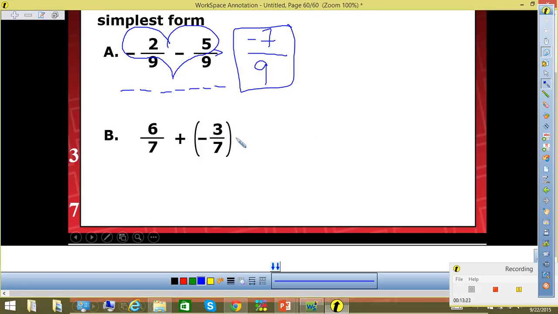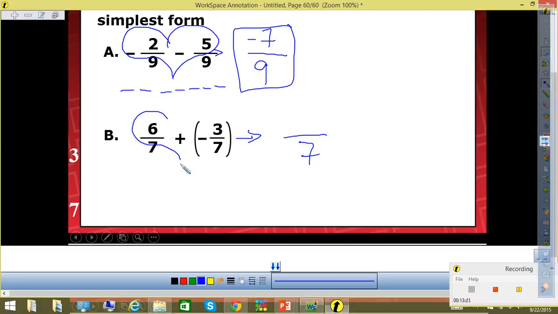Do we have a common denominator? Yes, what is it? 7. We write it as one fraction. Draw your heart.